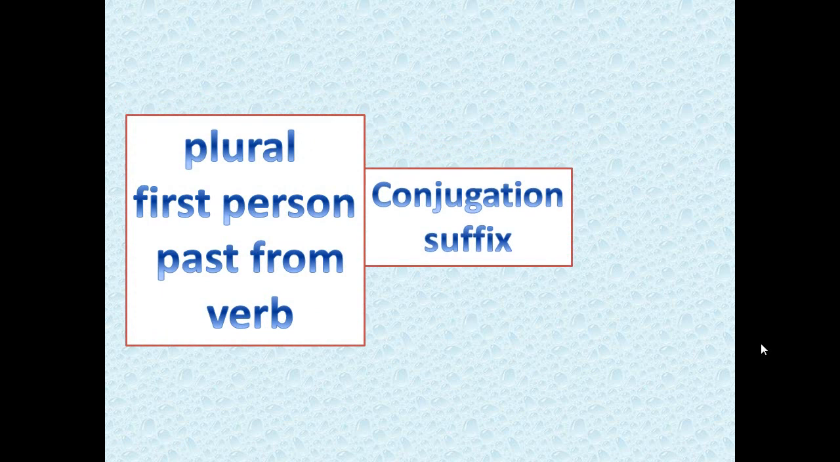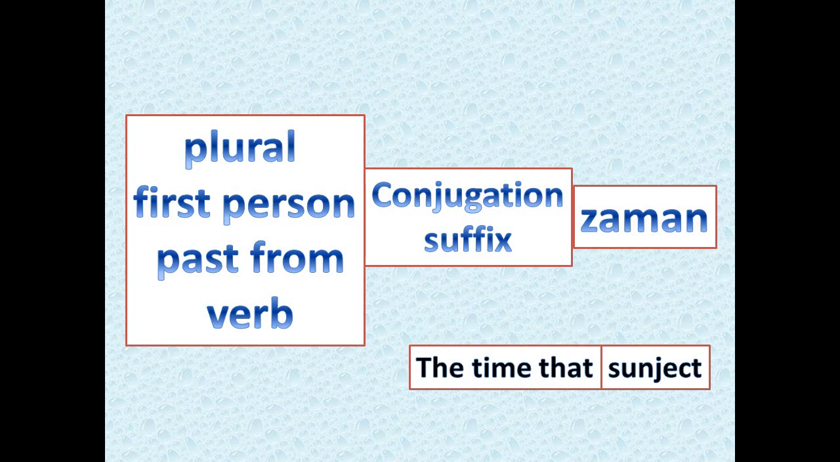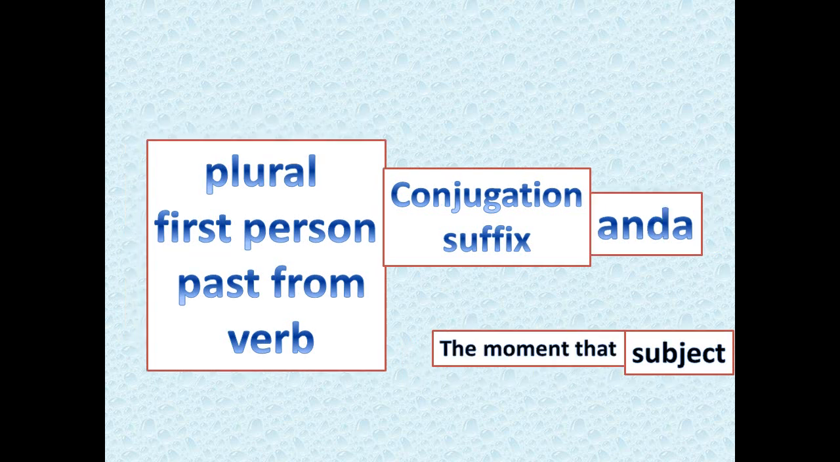Again, we have the verb in plural first person past form, and the conjugation suffix, and we have the word zaman, and it will mean the time that or whenever the subject does something, or every time that happens actually. So the next one, again, the same formula. After the conjugation, we're going to have anda. An means moment. Da, you know, it means in the. So here we have the moment that the subject does something. And the sentence goes on.